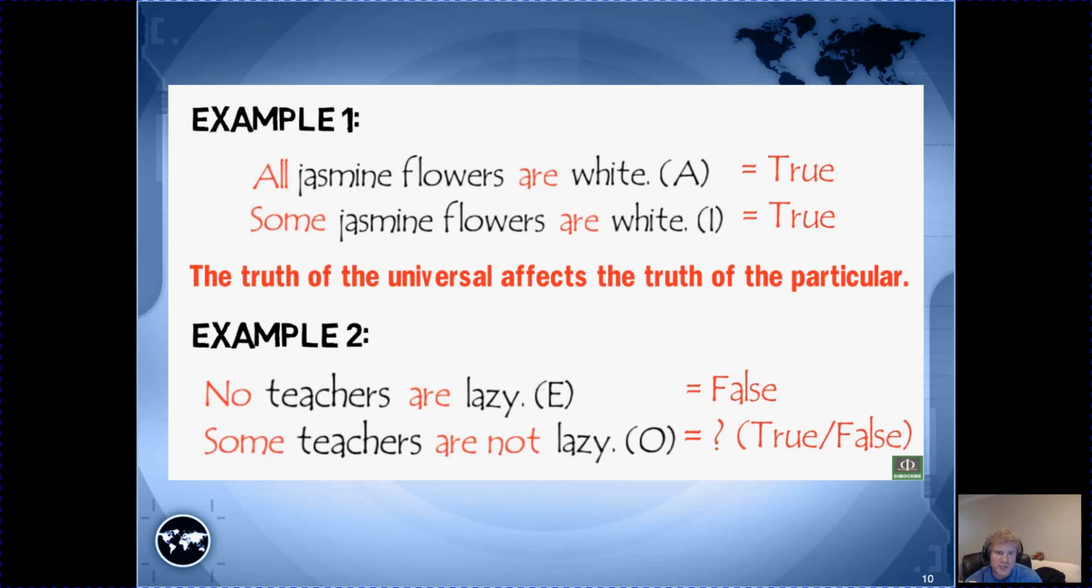So when you put in the word "some," that statement could be true or false. You could be saying some teachers are not lazy. Well, if we say that the first one is false, then the second one could be true or false, because it could be that all teachers work hard. So that's where the subalternation comes into play.